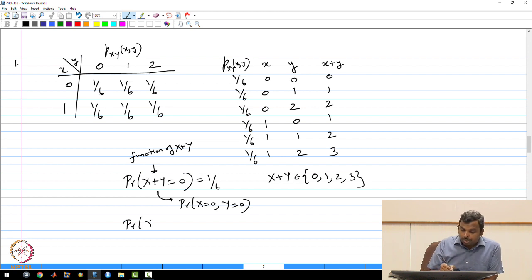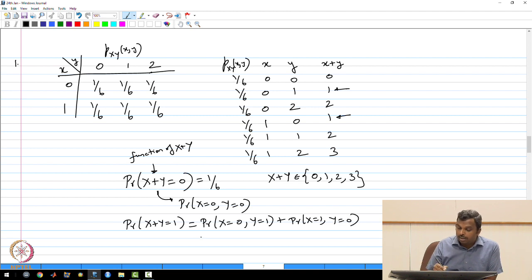Supposing you ask the question, what's the probability that x plus y is 1? Okay, from the table you can see there are two possibilities. There's a possibility here for which x plus y is 1, and there's a possibility here for which x plus y is 1. So x plus y is 1 actually corresponds to two cases: x is 0, y is 1, or x is 1, y is 0. Now this is 1 by 6, this is 1 by 6. Together you get 2 by 6. If you want, you can write it as 1 by 3.